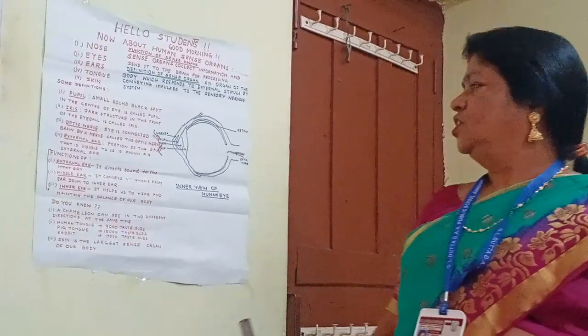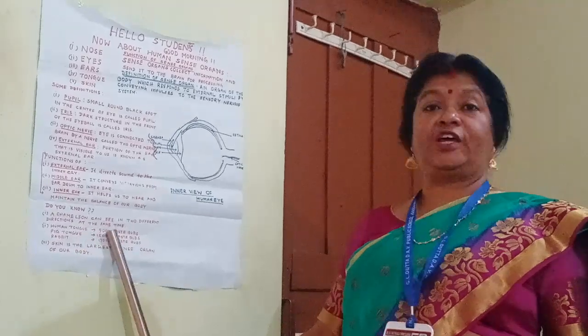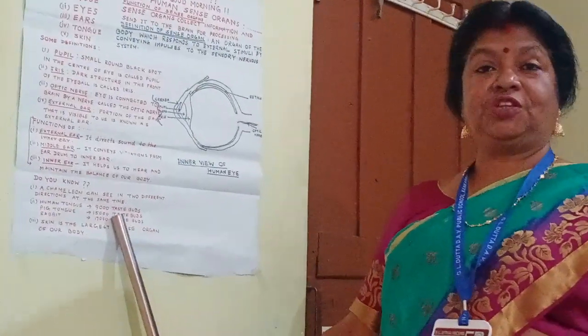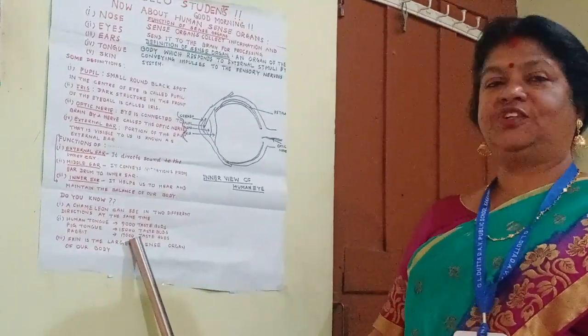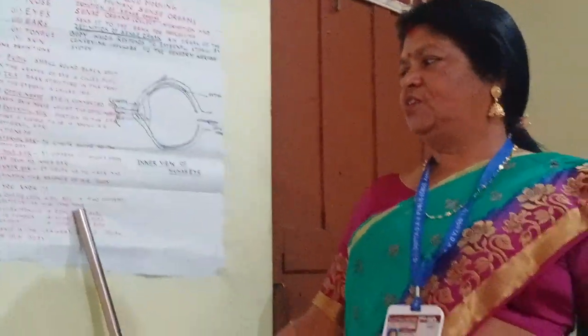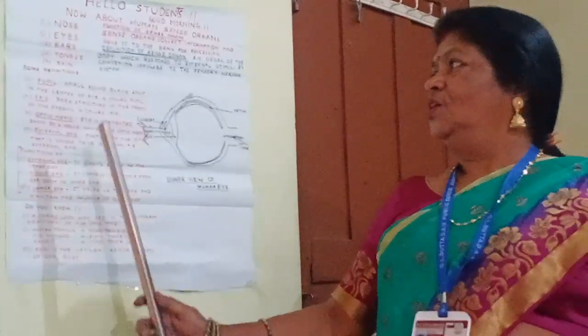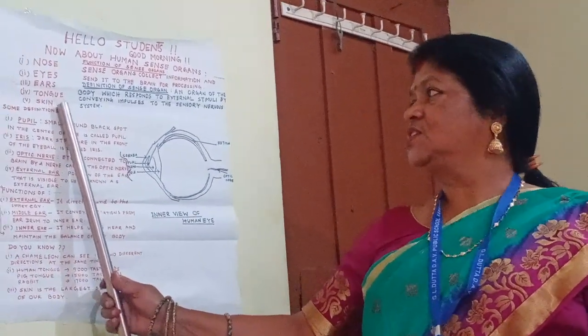Am I clear? So how many taste buds are there for human being? It is 9,000. And for pig, it is 15,000. And for rabbit, it is 17,000. You must remember, this is given in Do You Know again. So we were talking about the fourth sense organ, that is tongue.